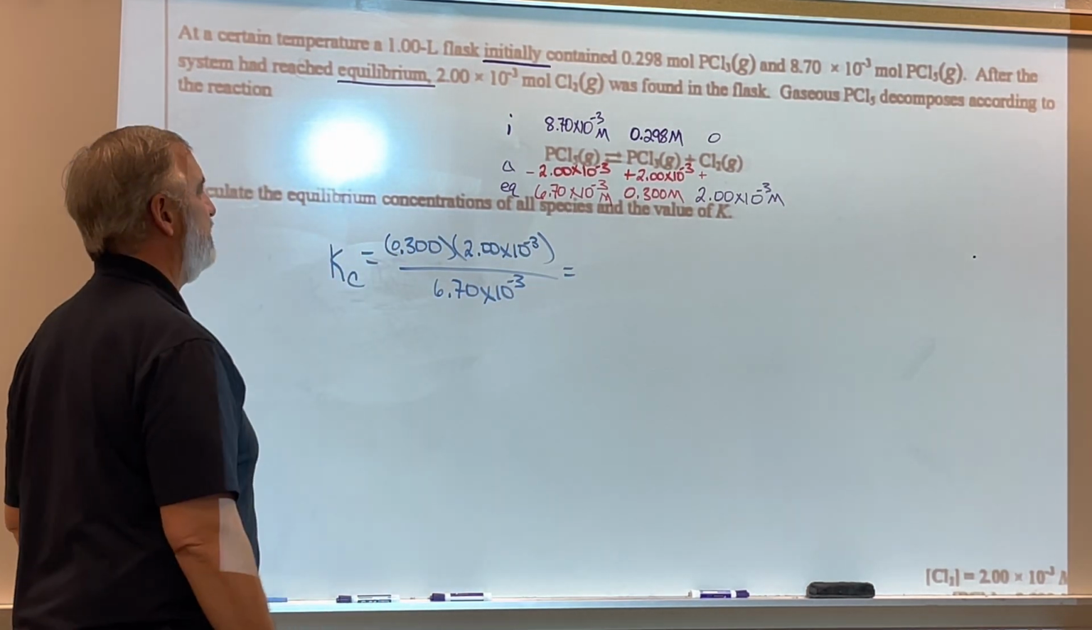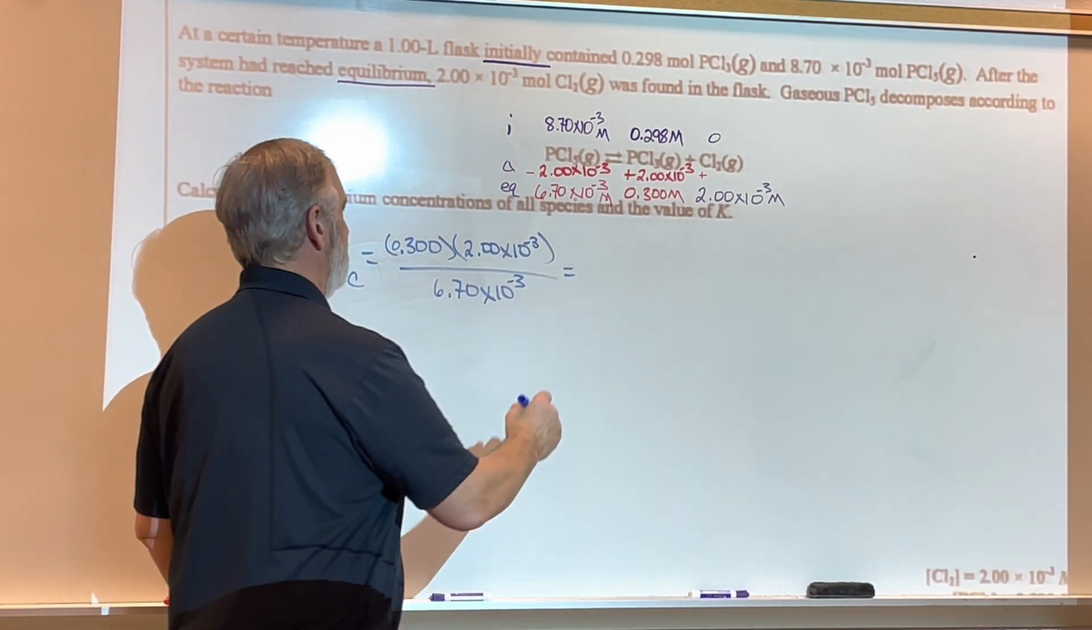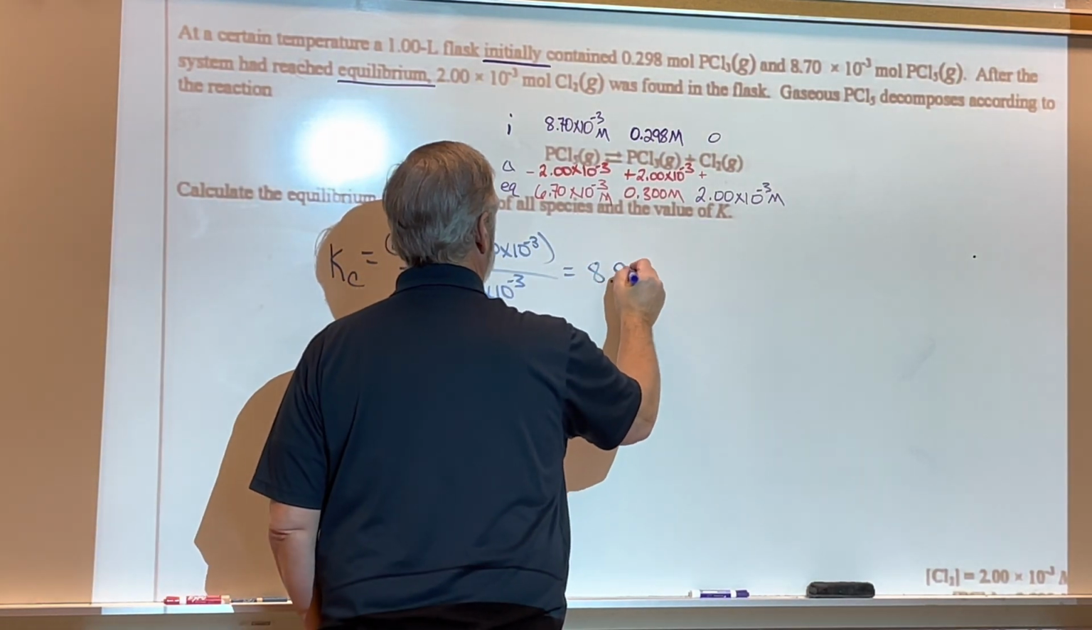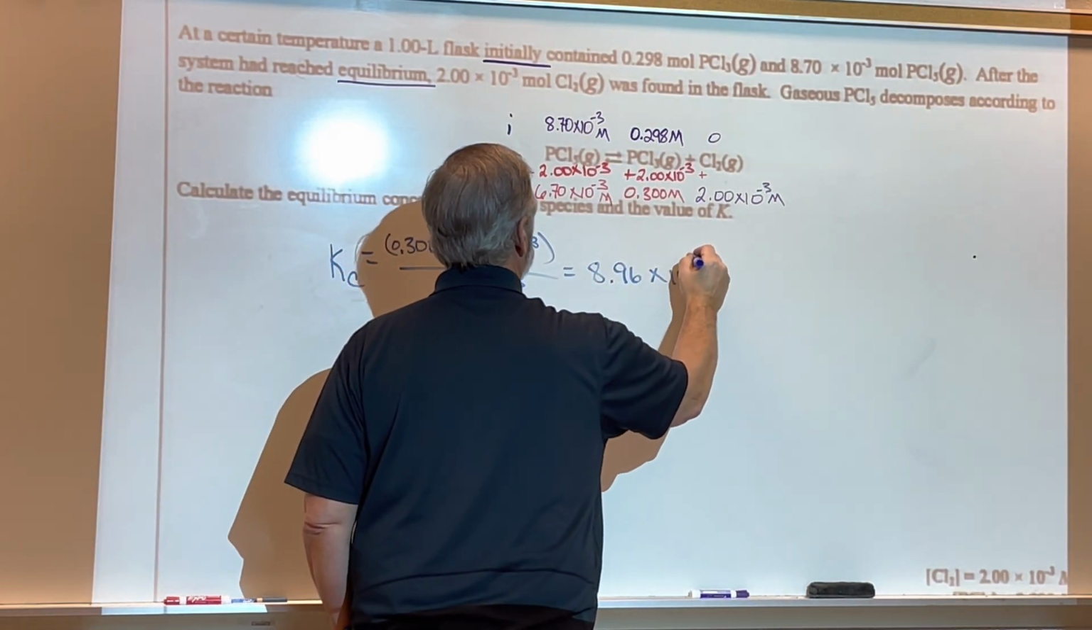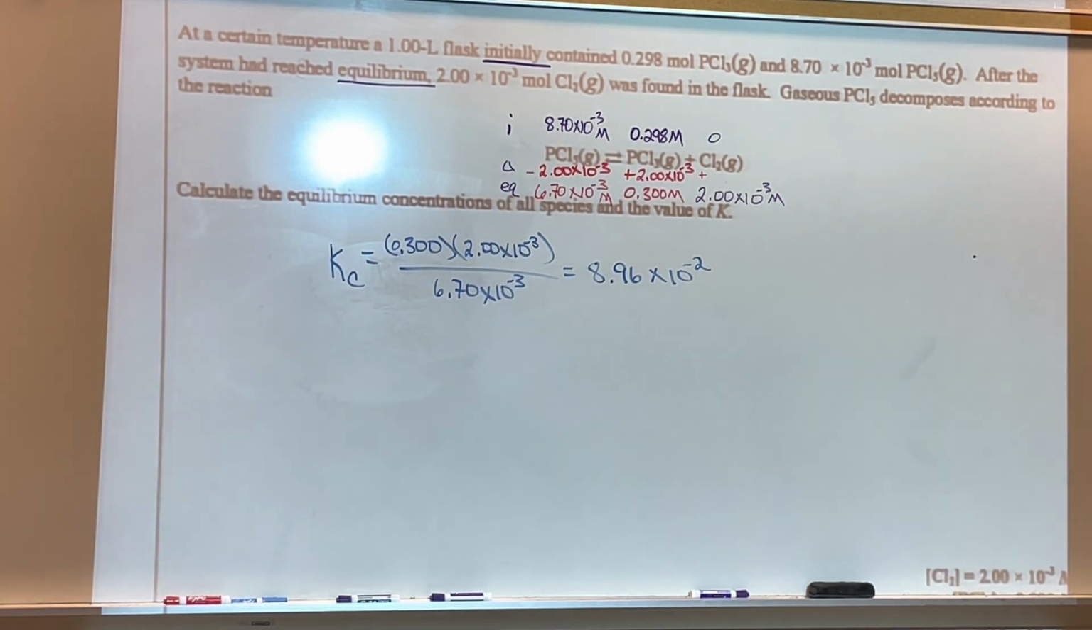So what does that end up equaling? 8.96 times 10 to the negative second. 10 to the minus 2? Yeah. Okay, so does this mean that it's going to be reactant favored or product favored? Reactant. How do I know that? Because it's less than 1. Reactant favored. What does that mean about delta G? Positive or negative? Positive delta G.